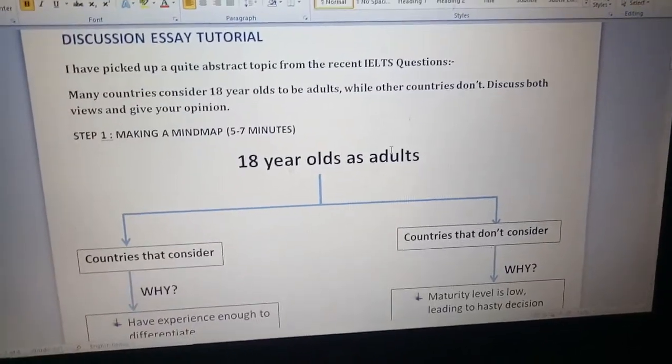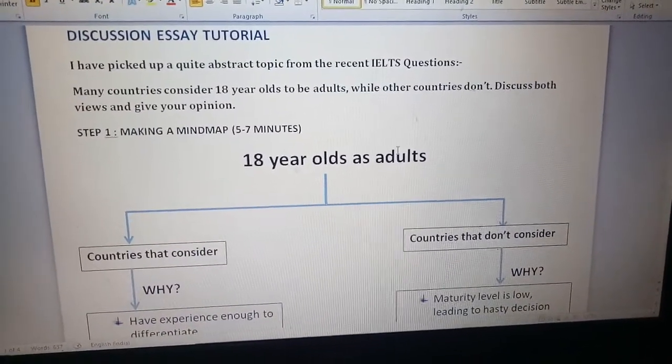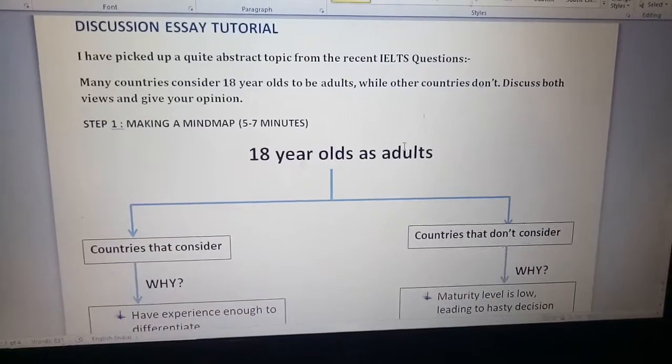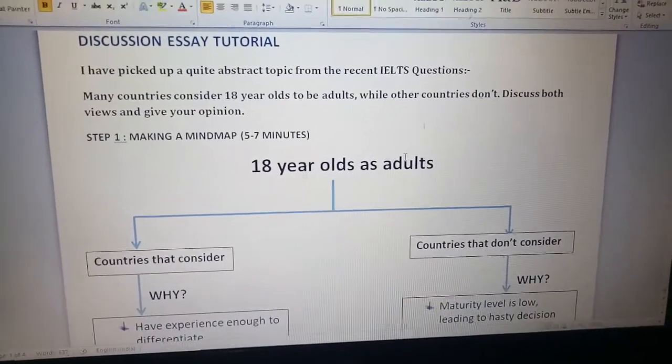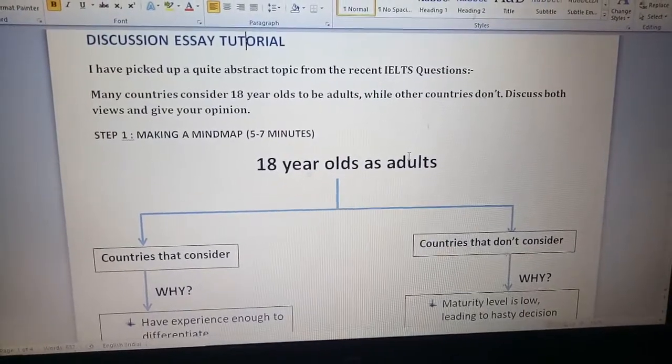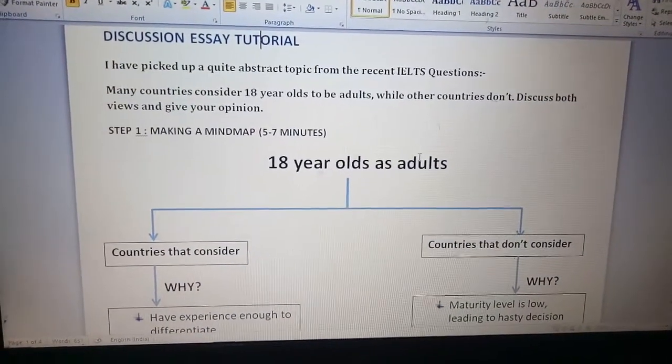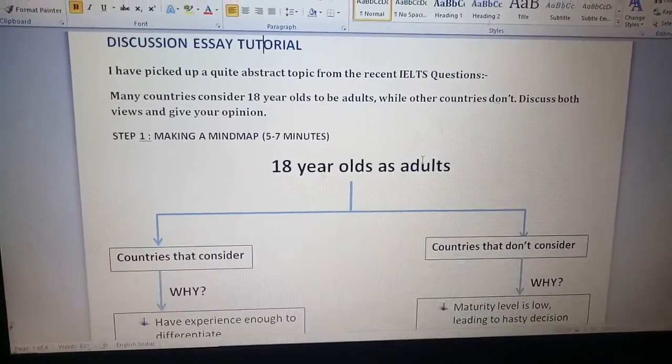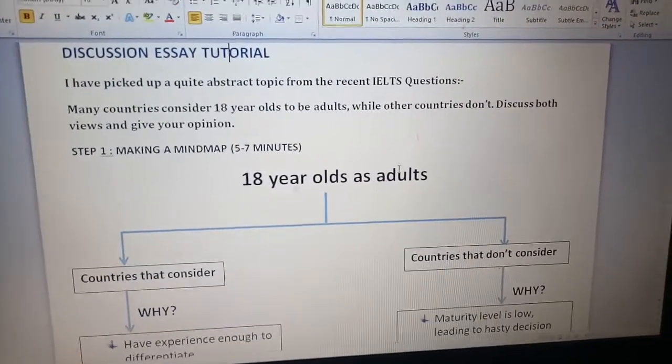Hi friends, today I'm here to discuss with you a very simple strategy to write an IELTS discussion essay. I have tried to make the strategy as simple as possible so that you are able to grasp the central concepts as soon as possible.